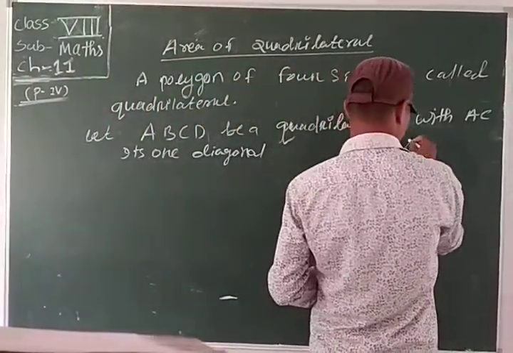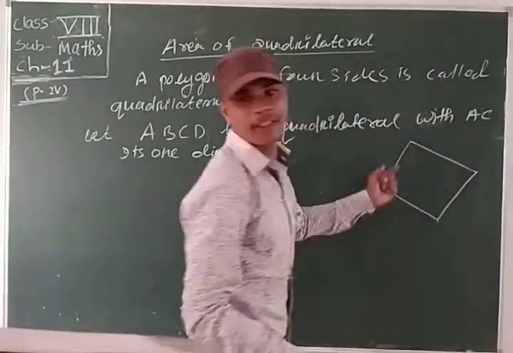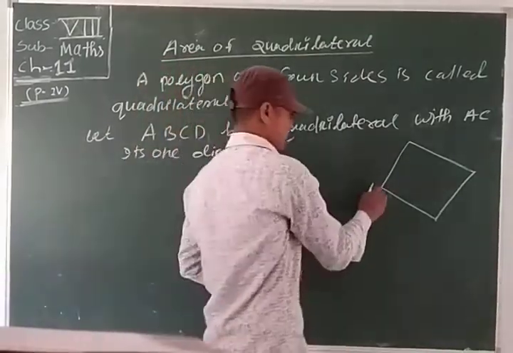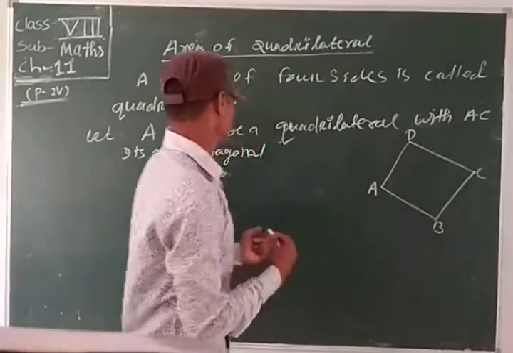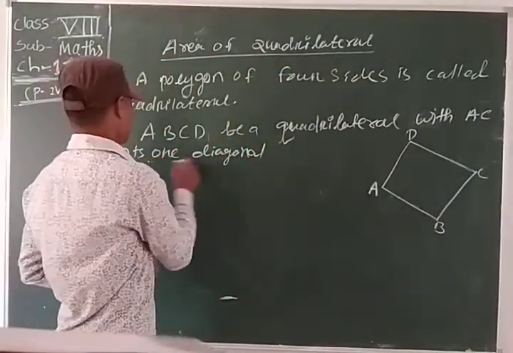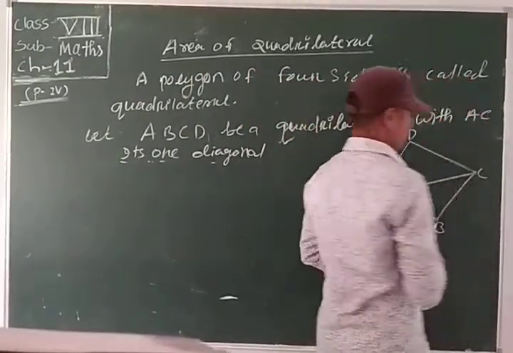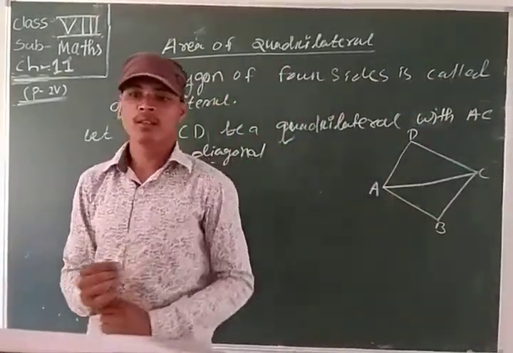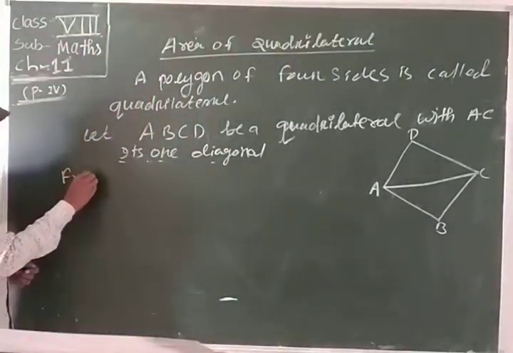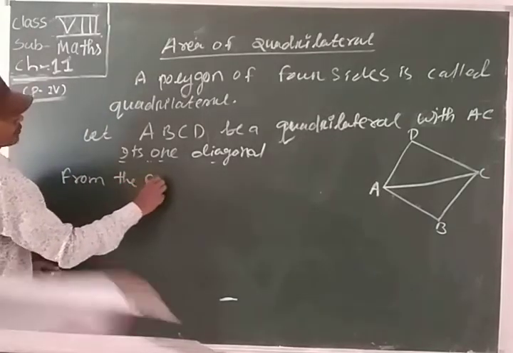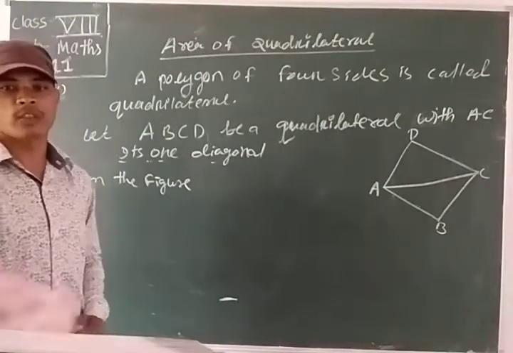What type of quadrilateral is there? Here is the quadrilateral. Now we give the names A, B, C, D. ABCD is a quadrilateral and AC is one diagonal. That means we construct the diagonal AC. When we divide the figure into parts, what do we get? From the figure we get two triangles.